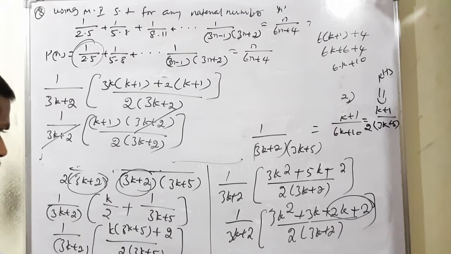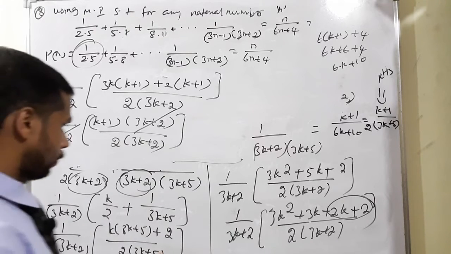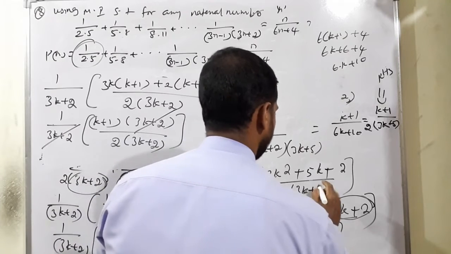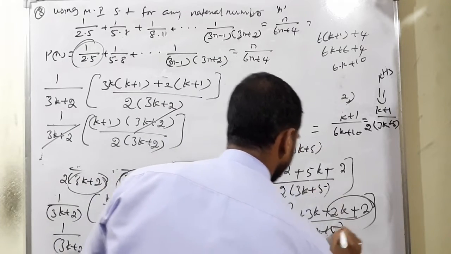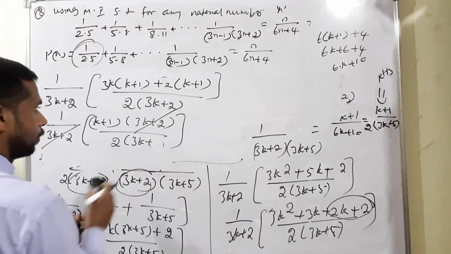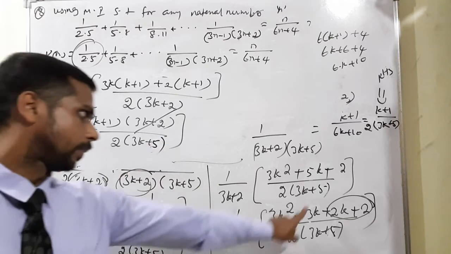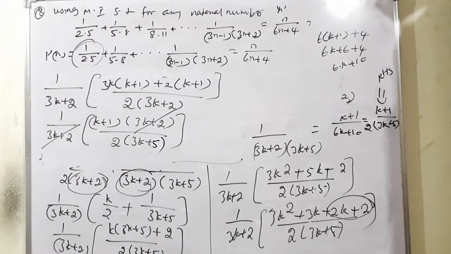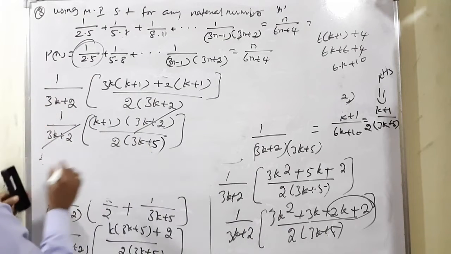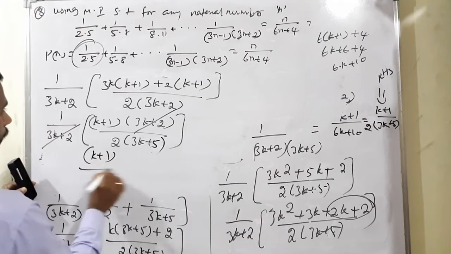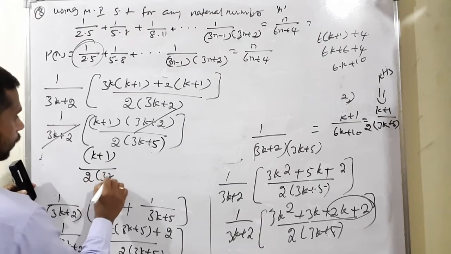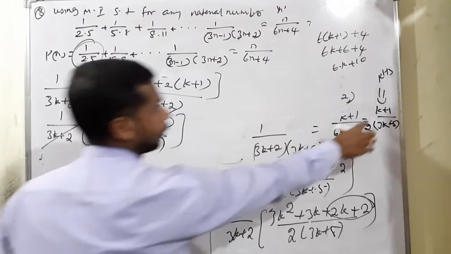So 2 into 3k plus 5, isn't it? Here also 2 into 3k plus 5, because look at there, dear, 3k plus 5, 3k plus 5. So now we can say k plus 1 divided by 2 into 3k plus 5. This is our RHS term.